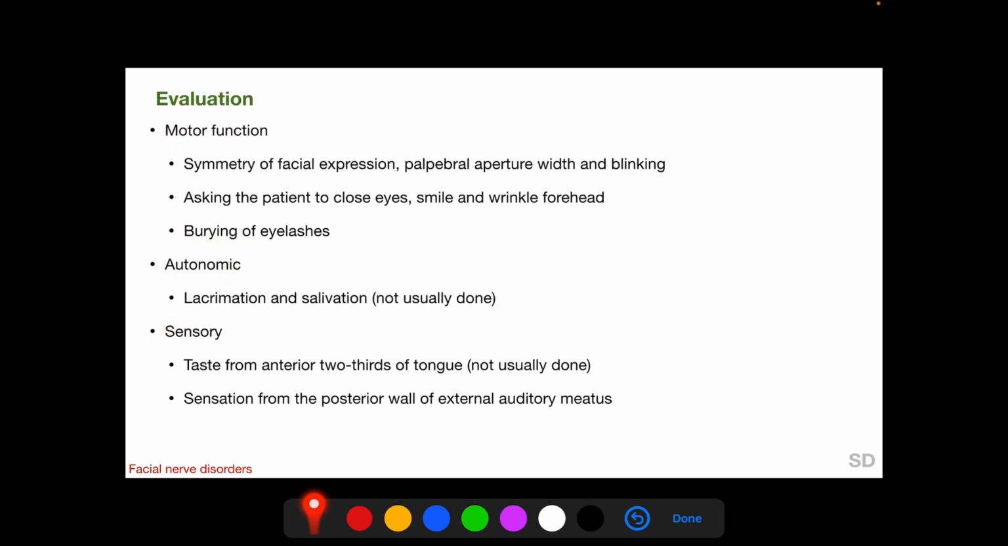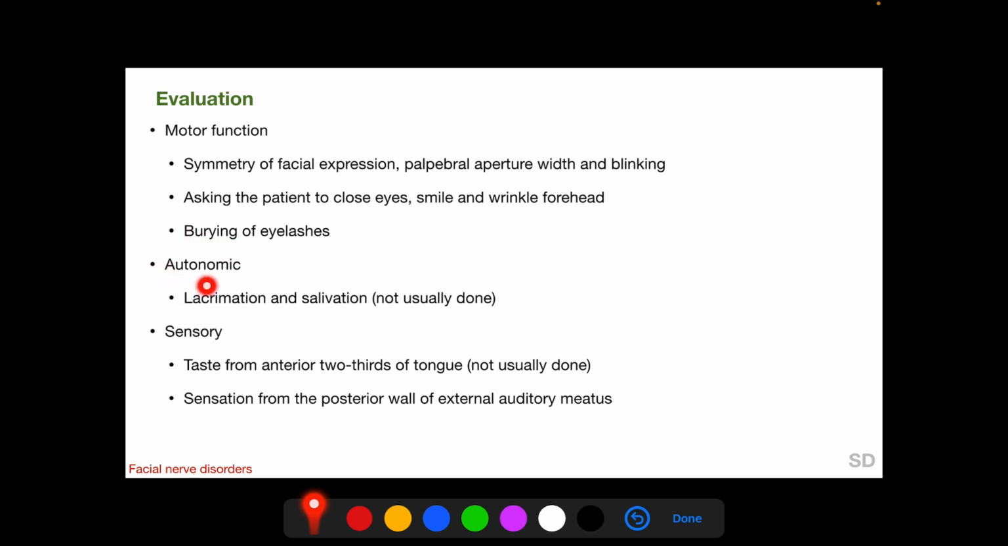In an ophthalmology setting, we are more interested in the motor function of the facial nerve, and we look at the symmetry of the facial expression, palpebral aperture width, and blinking of the eyes. We also ask the patient to close the eyes, smile, and wrinkle the forehead in order to assess the function of the facial nerve. Budding of eyelashes may also be a sign of dysfunction of the facial nerve.